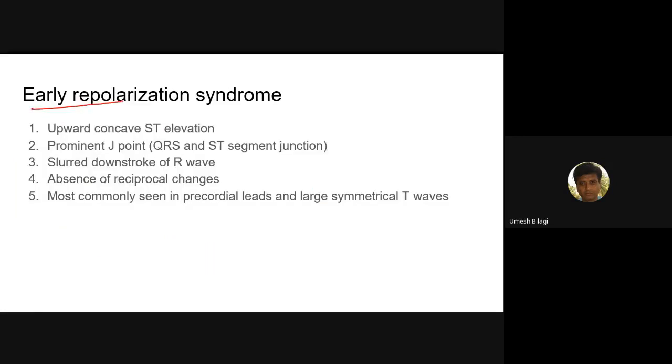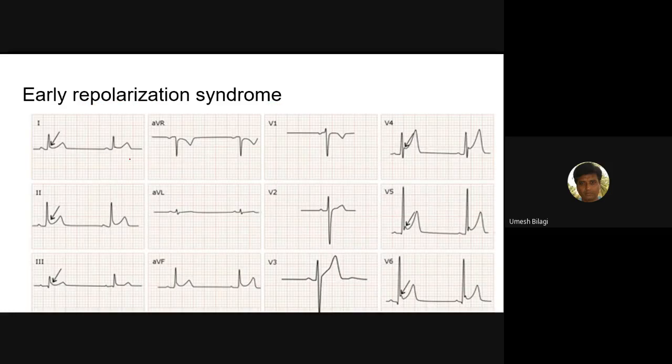There is something called early repolarization syndrome. It can confuse you with MI. I'll show the ECG now. You can see here, what is it? This is the J point. What is the J point? The junction of the S wave with the ST segment. If the J point is shifted up and the ST elevation is going like this, concave. Usually in a STEMI it is convex.